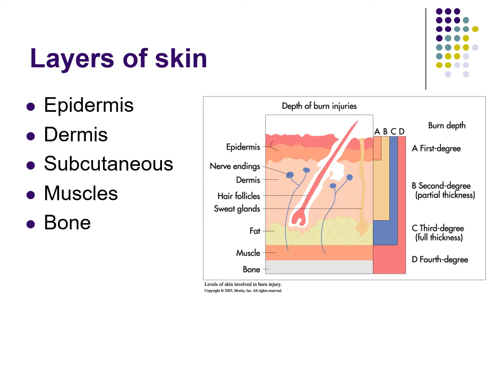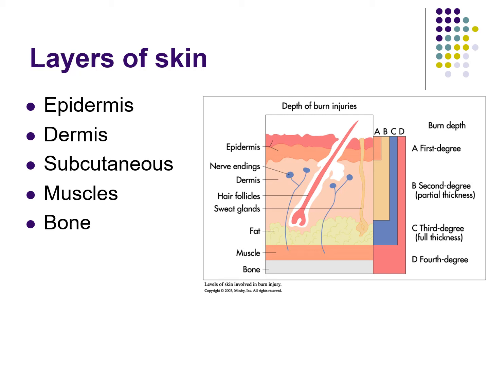So let's look at the layers of the skin. This is important information regarding the depth of the burn injury. And your text has a very similar figure in it for our reference. So you can see the layers start with the epidermis, into the dermis, down into the subcutaneous muscles to the bone. So our depth of burn injury starts with the initial burn into the epidermis and almost the top of the dermis, toward there.